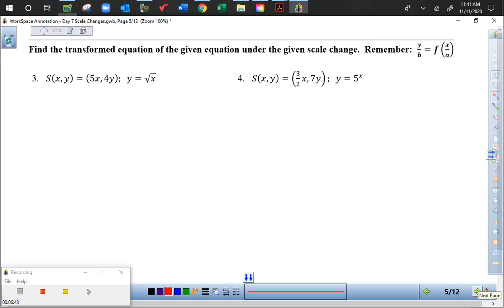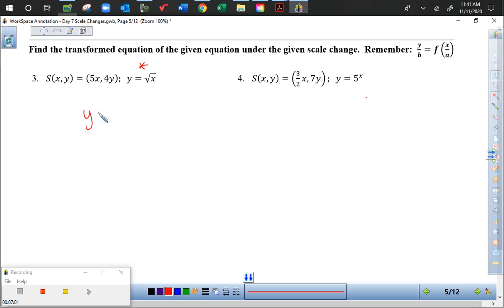Now, one parent function that can be a little bit tricky is the square root of x, just because when we take the square root of something, it doesn't always come out nicely, or it may be a situation where we have to rationalize or simplify. So we do have to be careful with something like this. Let's see what happens here.